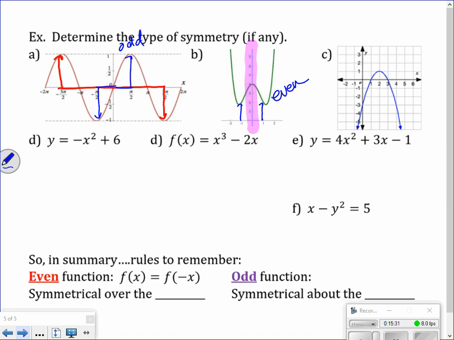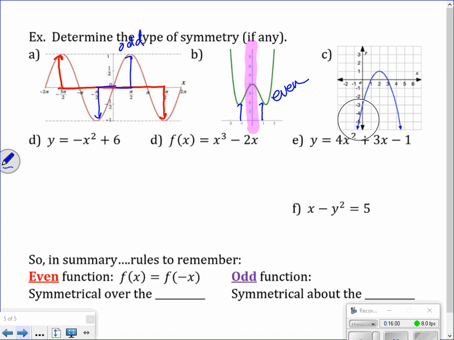Letter C has nothing. If I look at the y-axis, the graph is not the same on either side of that. If I look at the x-axis, the graph doesn't match on either side of that. If I try to look at the origin, if I twist the graph on the right over, it doesn't produce this little piece on the left. So nothing's happening with this.